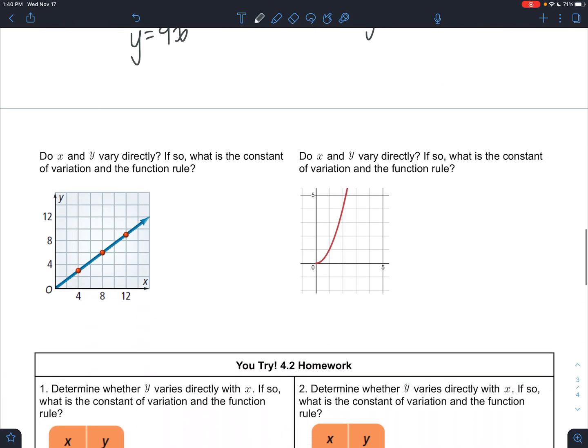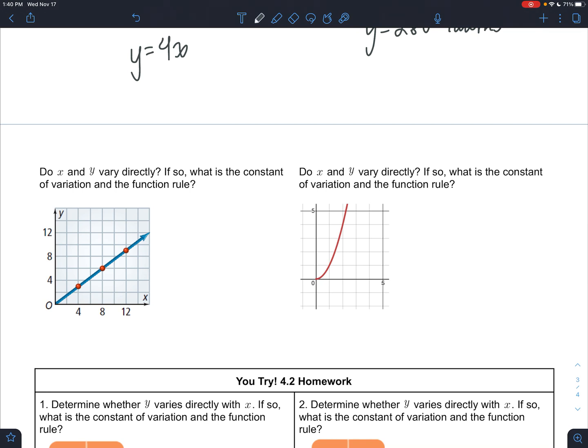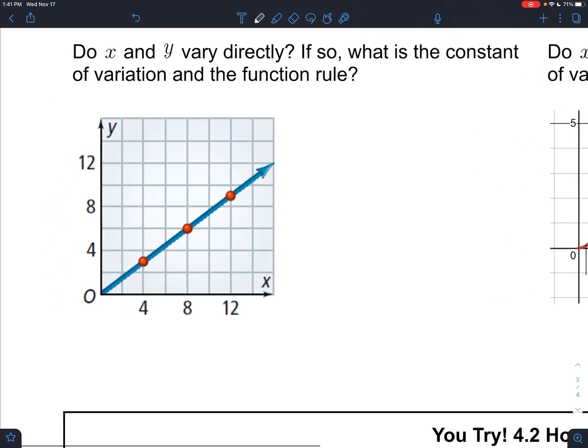So the last part before the homework, and those homework problems might differ from the ones you have online, but I hope that works out okay. Do x and y vary directly? If so, what's the constant of variation, and what's the function rule? So this one, it follows, this is direct variation. It goes through 0, 0, and it has a constant slope, meaning that we multiply by the same thing every time, k.